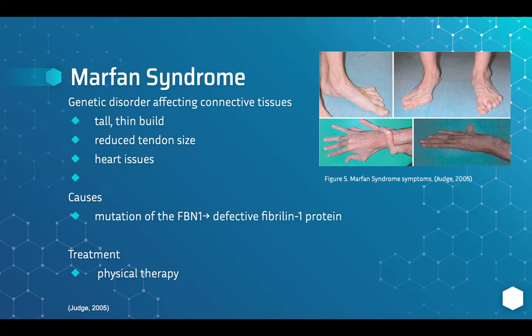So Marfan syndrome is caused by a mutation of the FBN1 gene on chromosome 15. And this gene codes for fibrillin 1 protein. Fibrillin 1 proteins bind together to form microfibrils, which join together to form fibers that give elasticity and support to connective tissues. So when fibrillin 1 proteins are defective due to FBN1 mutation in Marfan syndrome, there's a decreased number of microfibrils formed, and it causes less elasticity in those tissues.